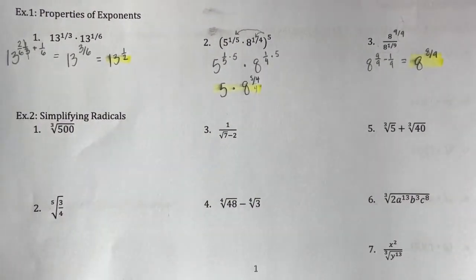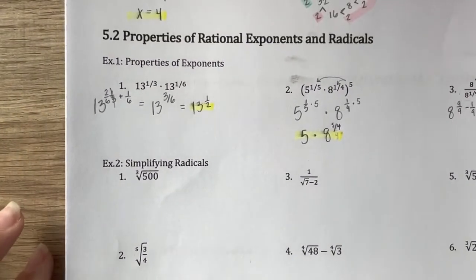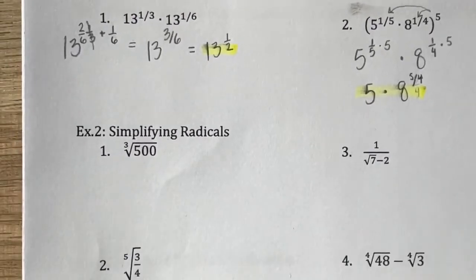So the next section is all about simplifying radicals. Especially when things are not just square roots, we'll have to really think about how to simplify them. So for number 1, it's the cube root of 500. We have to think, is there a perfect cube factor of 500?